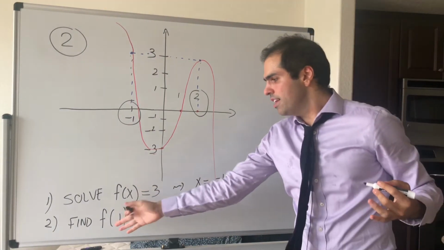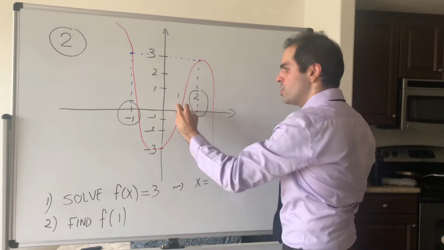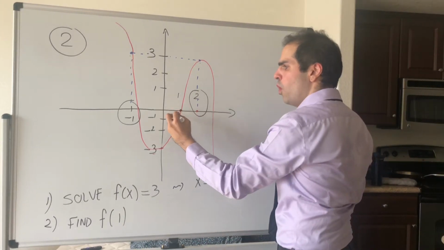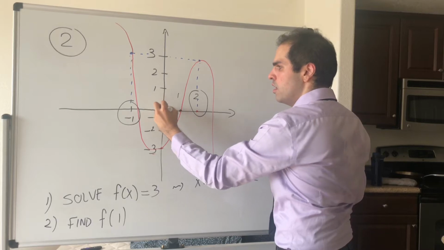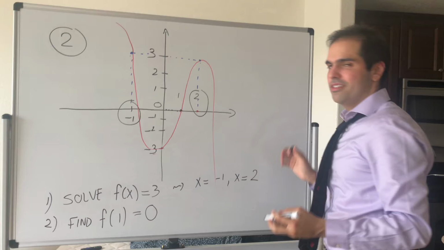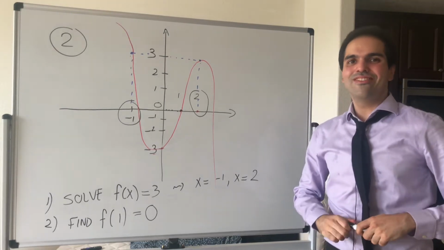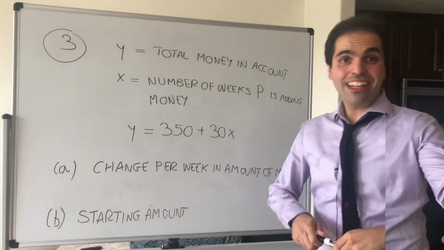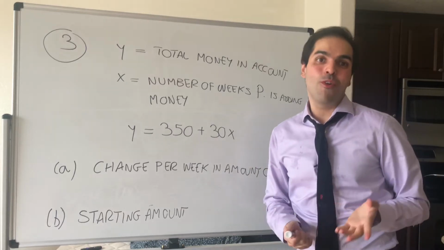And then very quickly, what is f of 1? So if you have the input 1, what is your output? Well, here precisely 0. All right, so that was a fun question, but let's move on. All right, question 3, a very fun word problem.